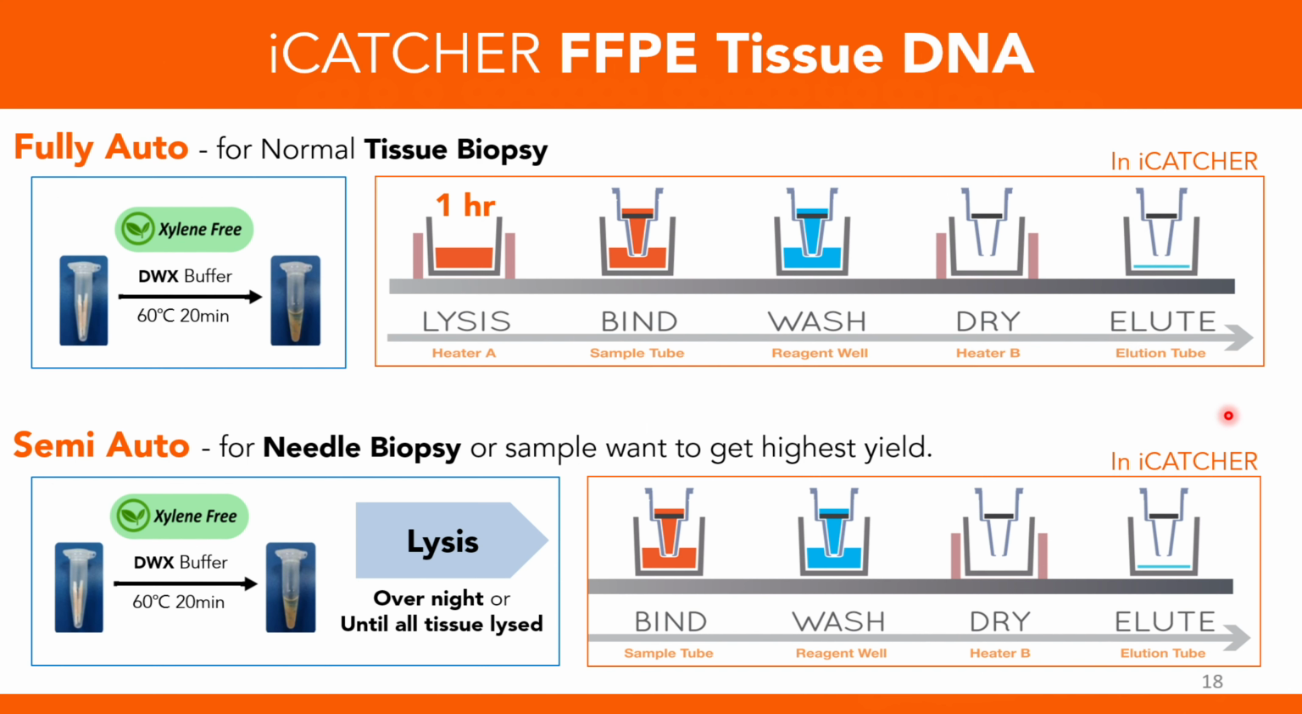And in the iCatcher system, we have fully automated and semi-automated protocols for FFPE tissue DNA. The fully automated one is for normal tissue biopsy: just do dewaxing outside, and after dewaxing, put it into the system for all the steps, from lysis, binding, wash, dry, to elute, fully automated. Only for some needle biopsies or very precious samples, if you want the highest yield, you can do lysis outside until the tissue is fully lysed, then put it into iCatcher for fully automated purification.